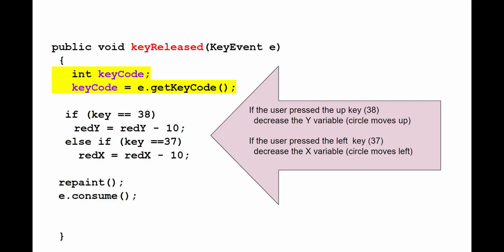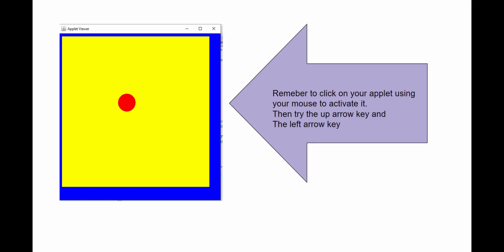The key released method is constantly running in the background, and it will check what the user is doing. As soon as the user clicks the key, this section will get run. This is what your applet is going to look like. Remember, to activate your applet, you need to use your mouse to click anywhere on this applet screen, and then you can try it using the keys. You will add additional code to make your circle move down and to the right and to the left.